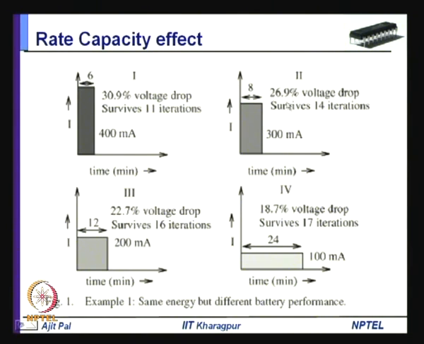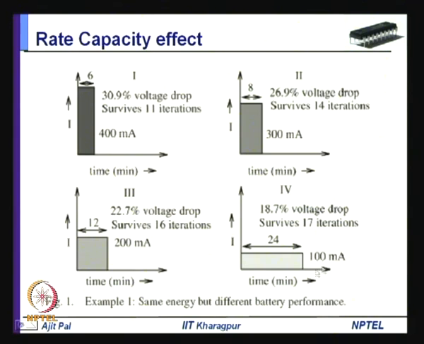However, in this condition a 26.9% voltage drop occurs, and it survives 14 iterations instead of 11 iterations. That means this task can run 14 times compared to 11 times in the previous case. Similarly, whenever further voltage and frequency scaling is done, the current can be reduced to 200 milliampere, and obviously the execution time will be 12 minutes. In such a case a 22.7% voltage drop occurs, and this will survive 16 iterations.